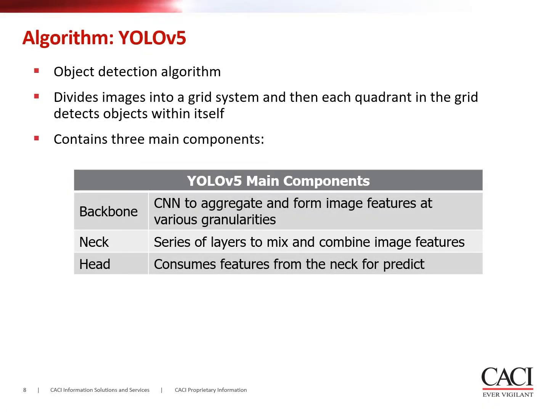YOLO is an object detection algorithm that works by dividing images into a grid system, and then each cell in the grid detects objects within itself. YOLO contains 3 main pieces: the backbone, neck, and head. The backbone is a convolutional neural network that aggregates and forms image features at different granularities. The neck is a series of layers to mix and combine image features to pass forward to prediction. And the head consumes features produced from the neck and makes the prediction.